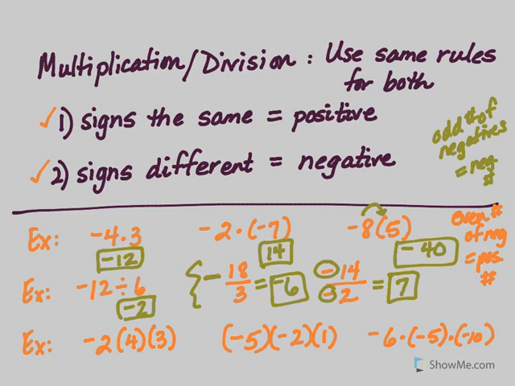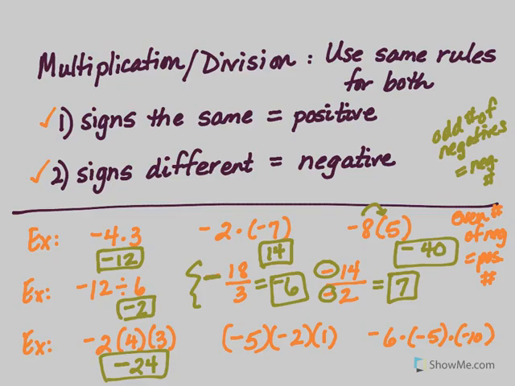So let's take a look at that. On the first one, I've got a negative and two positives. That's an odd amount of negative numbers that I'm multiplying. So I know my answer is going to be a negative, and then I just multiply. Multiplication is commutative. I can multiply those numbers in any order I want. 2 times 4 is 8, times 3 is 24, and there is my answer.